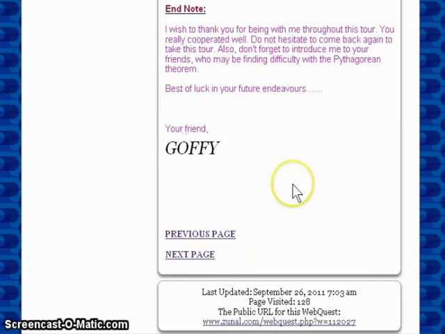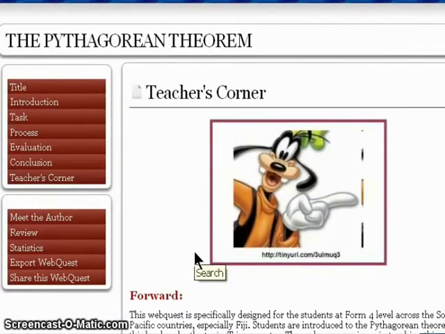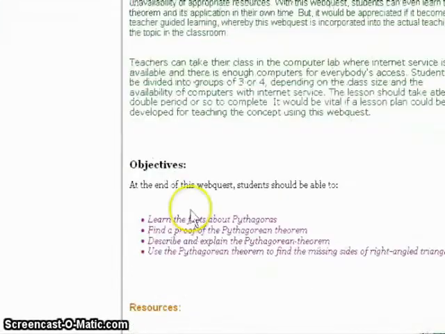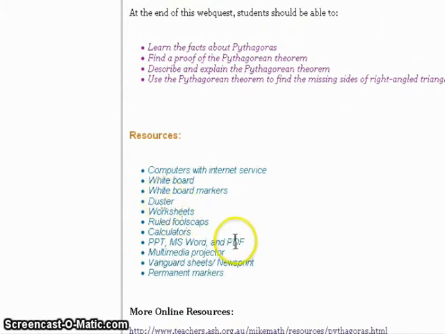Let's look at the Teacher's Corner now. In this section, I have included some further notes on the purpose for me designing this web quest. I have included the objectives of the lesson, resources that need to be used by the teacher, more online resources and references.